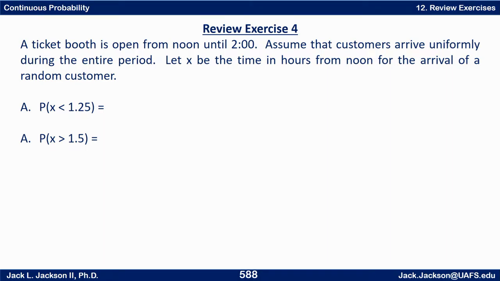In this video, we're continuing our look at review problems from Unit 3, Continuous Probability. In this exercise, we have a ticket booth that's open from noon until 2 o'clock. Assume that customers arrive uniformly during the entire period. We'll say that's 2 o'clock p.m. Let X be the time in hours from noon for the arrival of a random customer. So X can range anywhere from 0 to 2, and it's uniform.